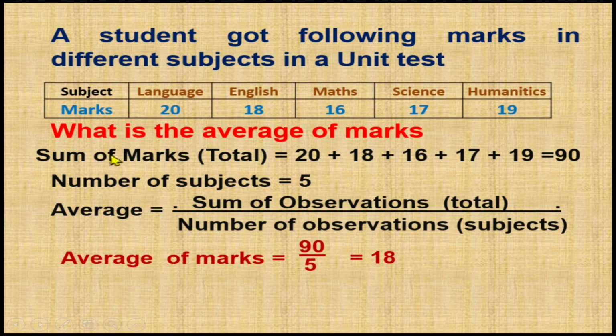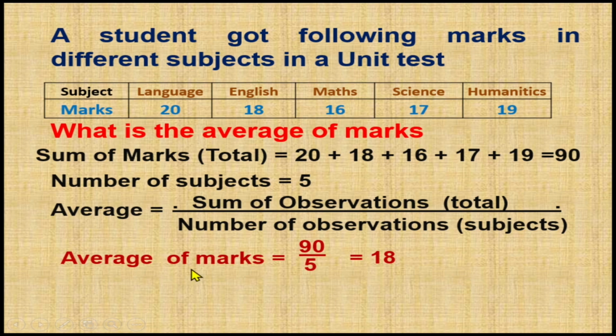Let me see here, the sum of the marks, that is the total, is equal to 20 plus 18 plus 16 plus 17 plus 19. The total is how much here? 90. But how many subjects are there here? 5. So, I have to divide this total of 90 by the number of subjects, 5. That means average is equal to the sum of observations, or total, by the number of observations, that is subjects.